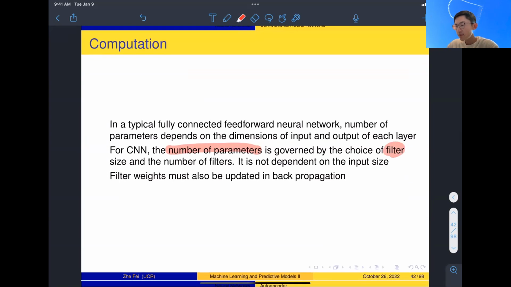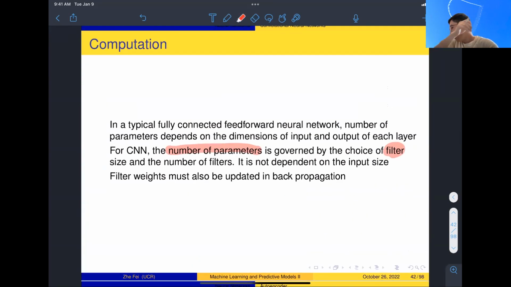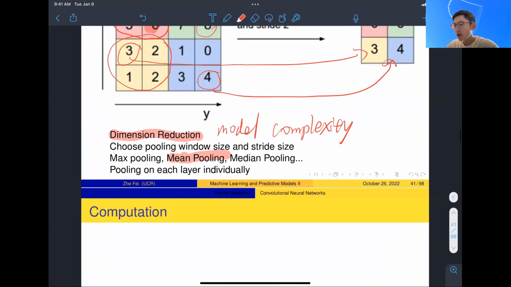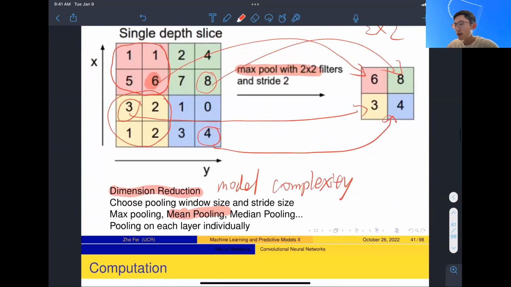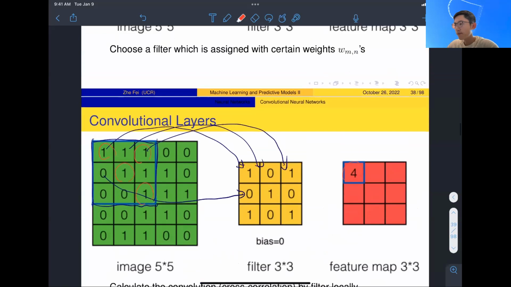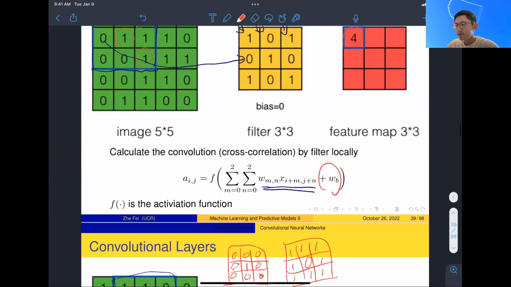So actually CNN would have a much smaller number of parameters. That's the point here. In terms of number of parameters, the fully connected part always contributes the most. Okay.